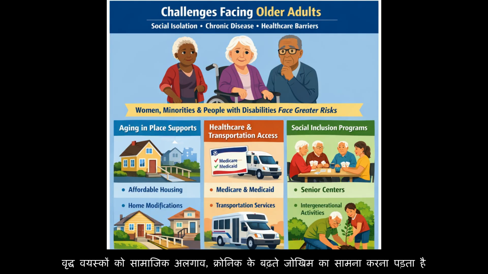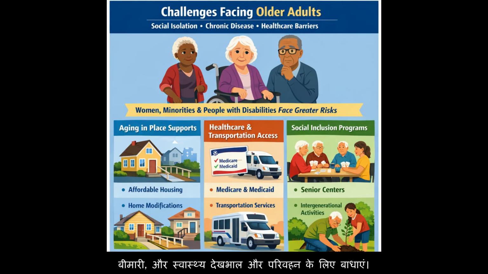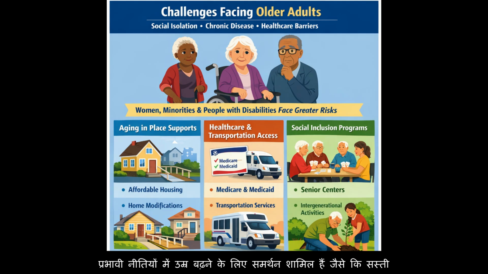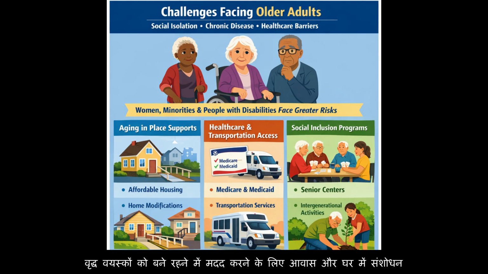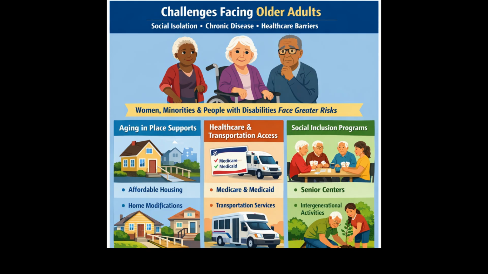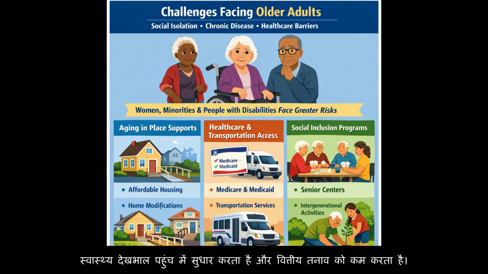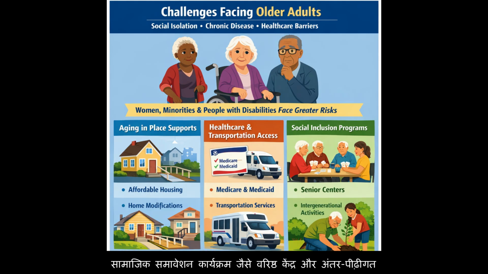Older adults face increased risks of social isolation, chronic disease, and barriers to healthcare and transportation. Women, racial and ethnic minorities, and individuals with disabilities experience compounded disadvantages due to intersecting identities. Effective policies include aging-in-place supports, such as affordable housing and home modifications to help older adults remain in their communities. Expanding Medicare and Medicaid and transportation services improves healthcare access and reduces financial strain. Social inclusion programs like senior centers and intergenerational initiatives enhance mental and physical health.